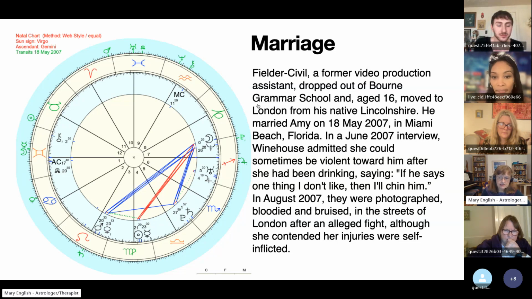In a June 2007 interview, Winehouse admitted she could sometimes be violent towards him after she'd been drinking, saying, "If he says one thing I don't like, then I'll chin him." In August 2007, they were photographed bloodied and bruised in the streets of London after an alleged fight, although she contended that her injuries were self-inflicted. No comment, don't know whether or not that was the case.